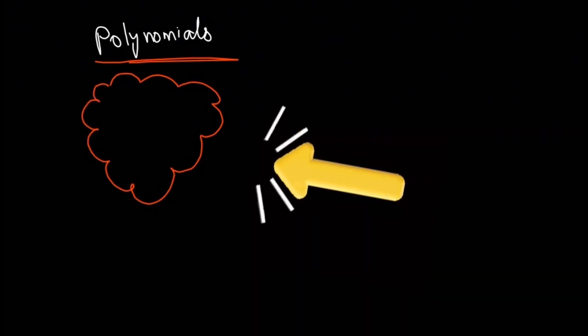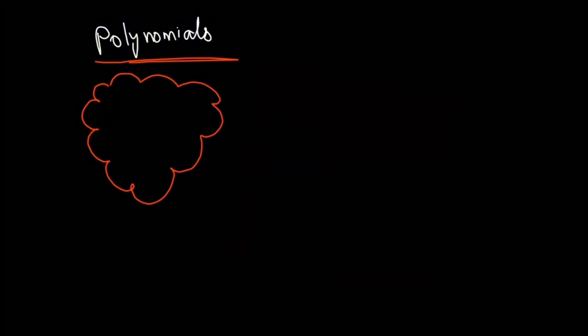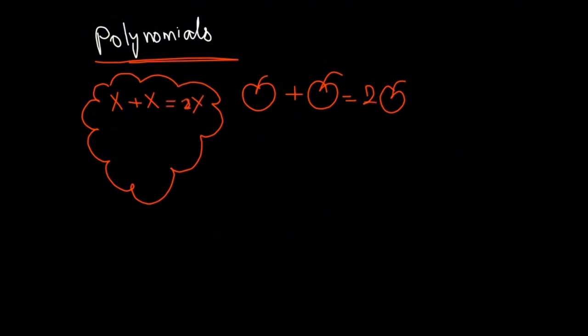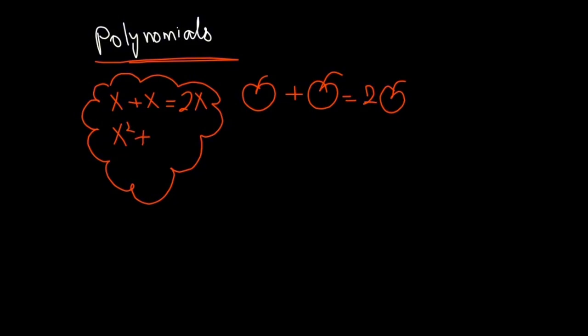When we see x plus x, we can consider it as apple plus apple. It's equal to 2 apples. Okay, so x plus x, it's 2x. How about when we have x squared plus x squared? It is the same, it is 2x squared.